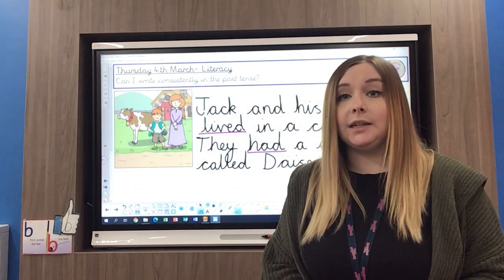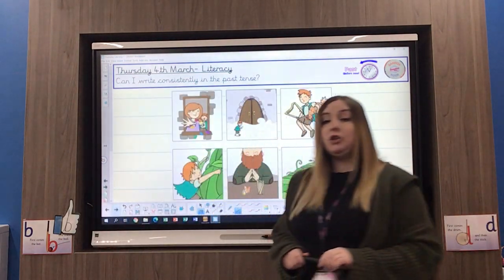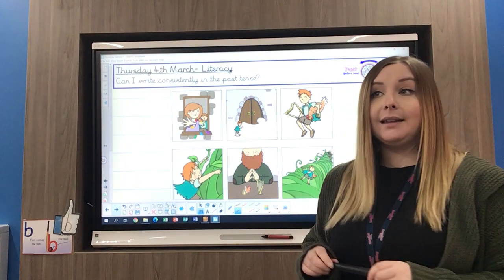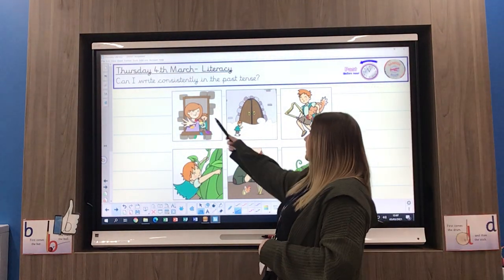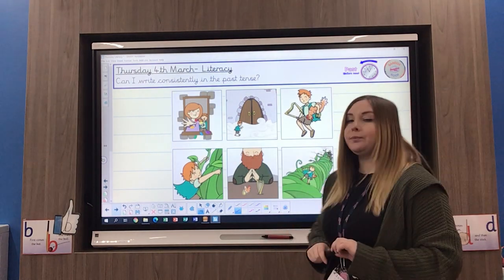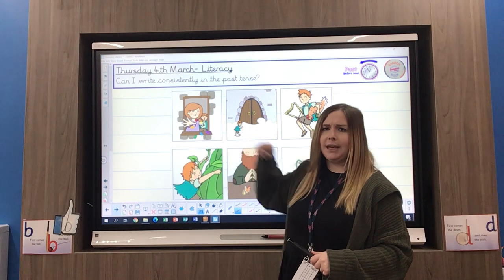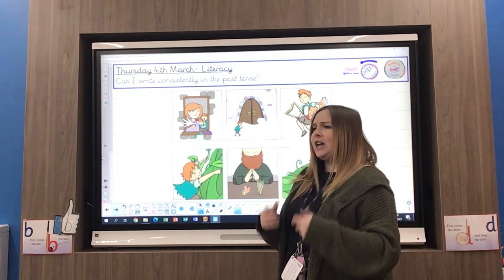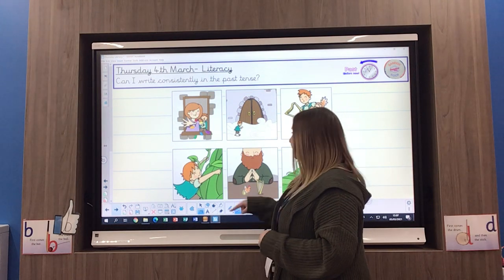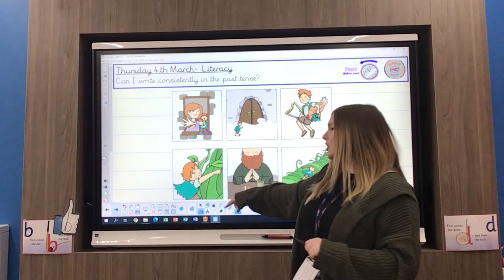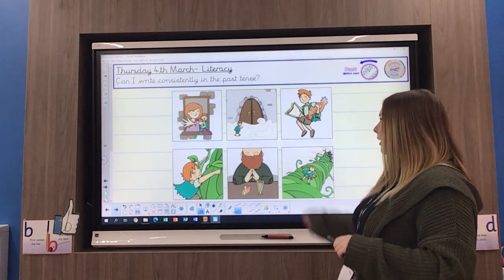And your challenge for today, year 4, is to write me 6 sentences. 1 sentence for each picture. So we've got Jack's mum throwing the beans out of the window. Jack's mum threw the beans out of the window. Then we've got Jack. Jack climbed the beanstalk.